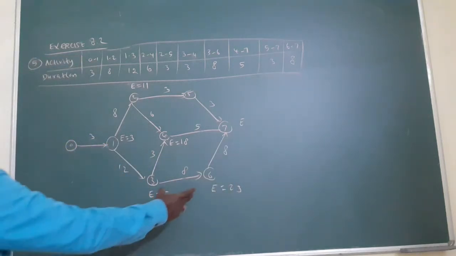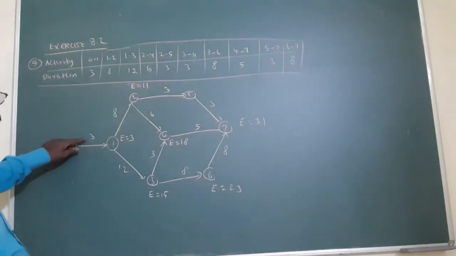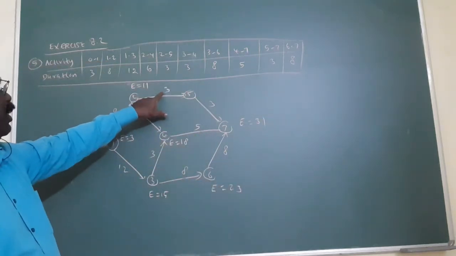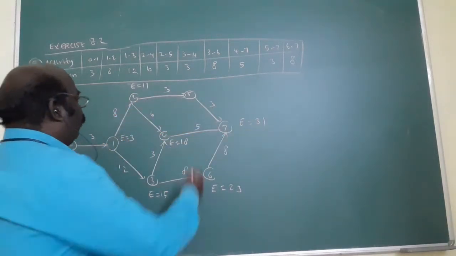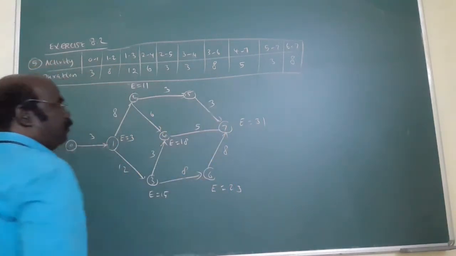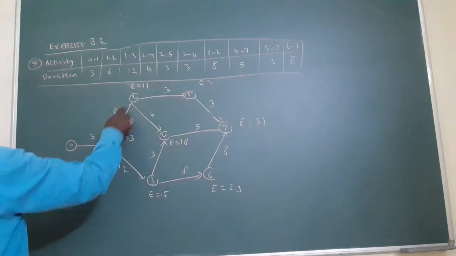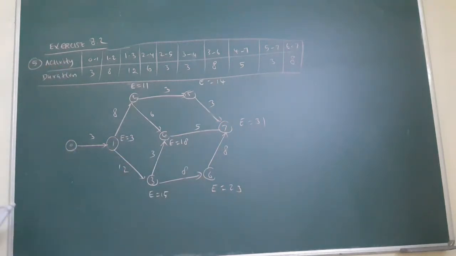23 plus 8 is 31. Suppose in this case, 3 plus 8 is 11, 11 plus 3 is 14, 14 plus 3, only 17. What I told you: you always write the maximum number. Okay, E equal to what? E equal to 11 plus 3, 20 only. Am I correct? In this way, you will find all the E.